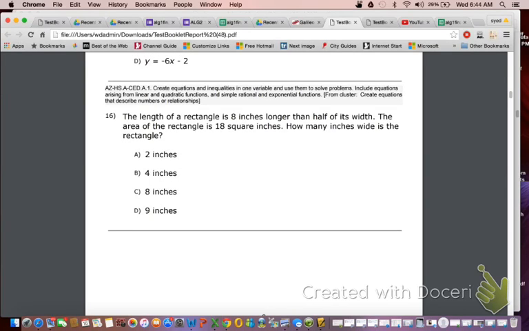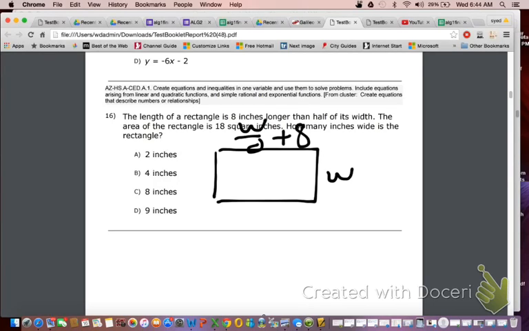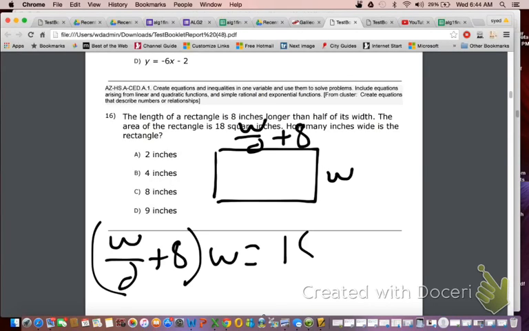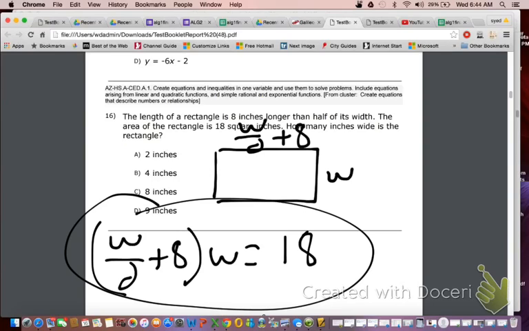Okay. I'm going to set this up for you, then I want you to complete this. So this is W, right? And the area is 18. So W over 2 plus 8 times W equals 18. So then you could distribute. All right, so this is your setup, and I'm going to have you complete it.